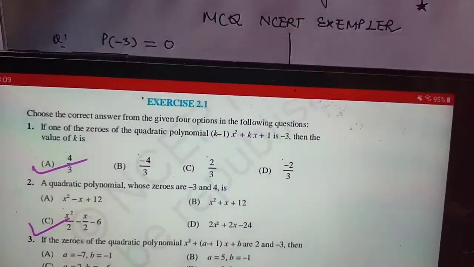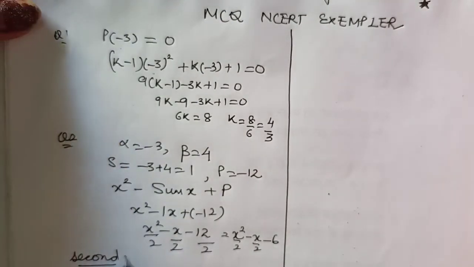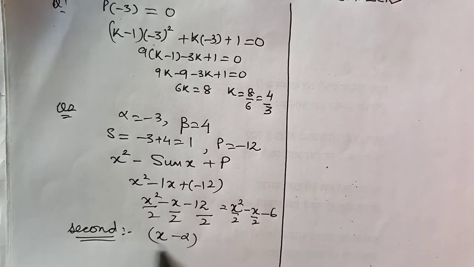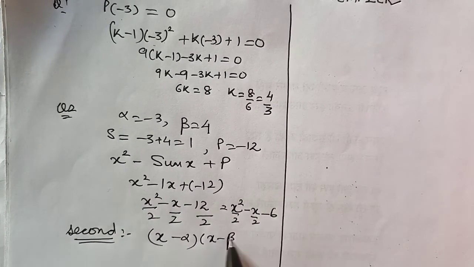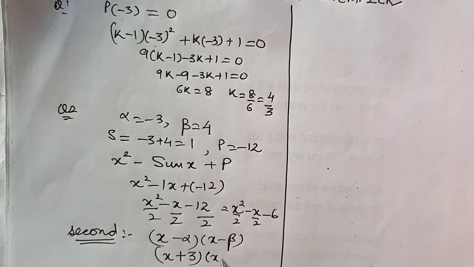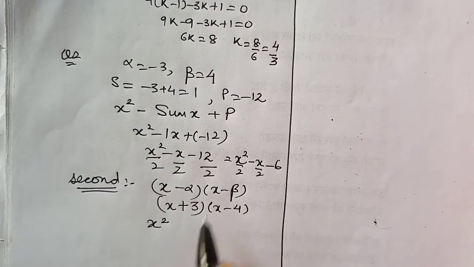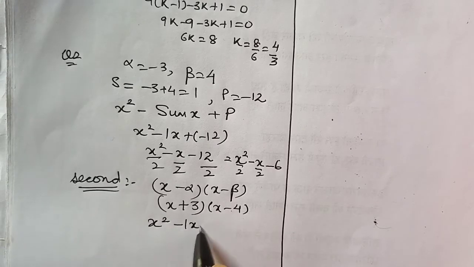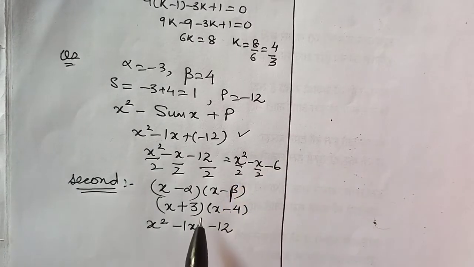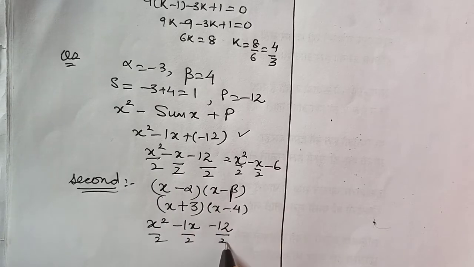Now I told you there are two methods, so let us see the alternative method also. You can do it on your own. The second method says that if alpha is a zero, then x minus alpha is a factor. If beta is a zero, then x minus beta is a factor. So x minus minus 3 means x plus 3, and x minus 4 is the polynomial, and I can just solve it out. Using the shortcut technique, x square plus 3 into minus 4 minus 1x plus 3 into minus 4, minus 12, I can directly reach here. Now again I have to meet the option, and I will divide throughout by 2. So this was the alternate method.